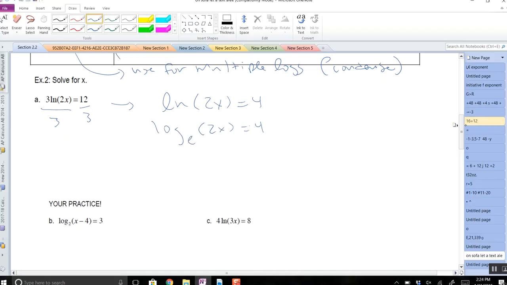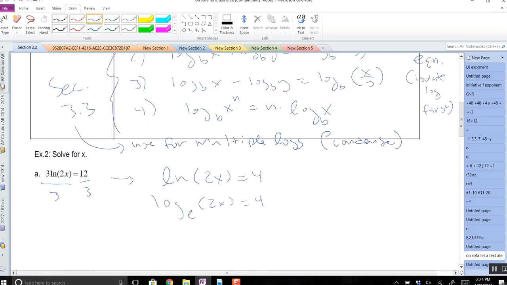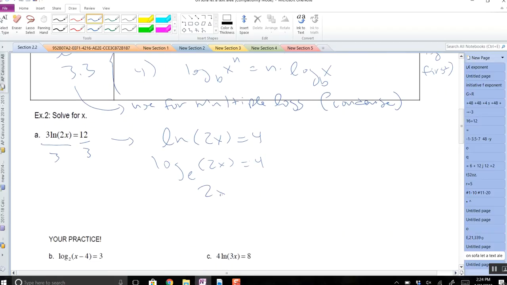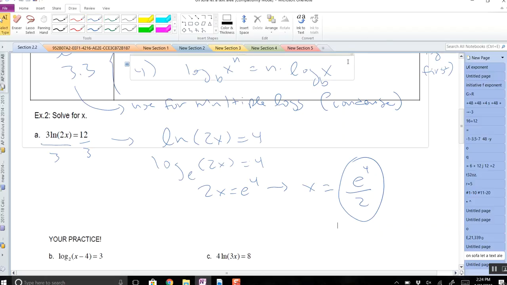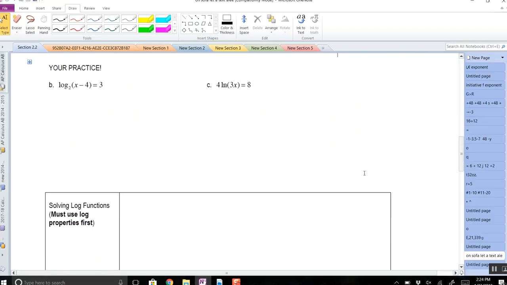And if I use this first property mentioned here, log base b of x equals y is x equals b to the y, so 2x equals e to the 4. And x will be e to the 4 over 2. You can plug in the calculator if you like. I don't really care, but sometimes exact answers might be better. So what I suggest you do is pause the video, work out parts B and C, and we'll see if we get the same answer.